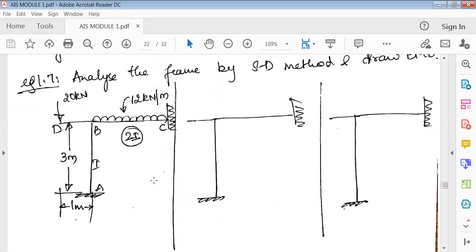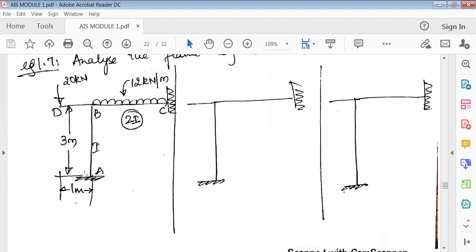All right. So again, as usual, the steps will be the same. First, finding the fixed end moments, then the slope deflection equations, followed by the joint equilibrium equations, and then the final moments. Okay, so let us start with the fixed end moments: AB, BC, and BD.